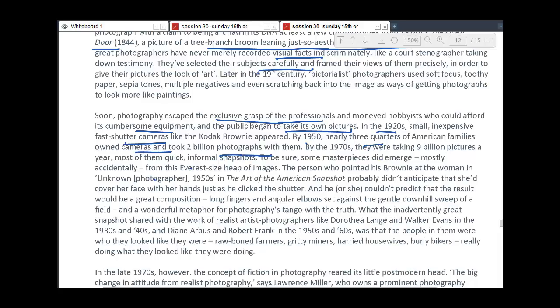And then it says that the person who pointed his Brownie at the woman in an unknown photographer's 1950s photo couldn't predict that the result would be a great composition. Long fingers, angular elbows set against the gentle downhill sweep. So it's about a photograph.